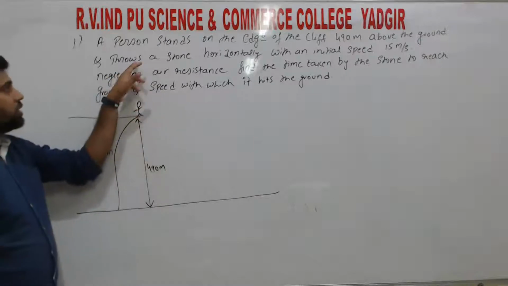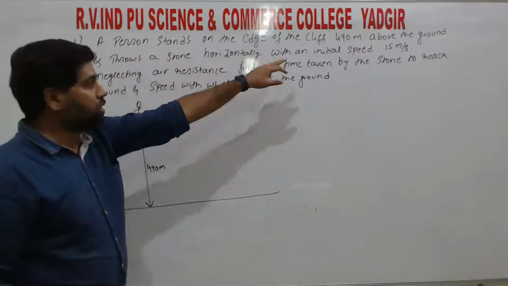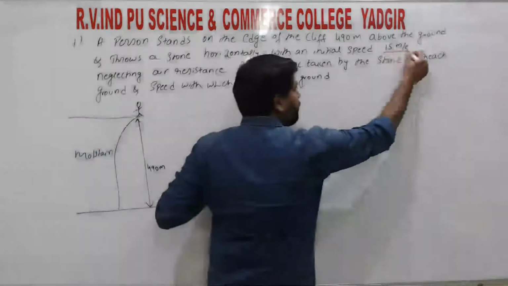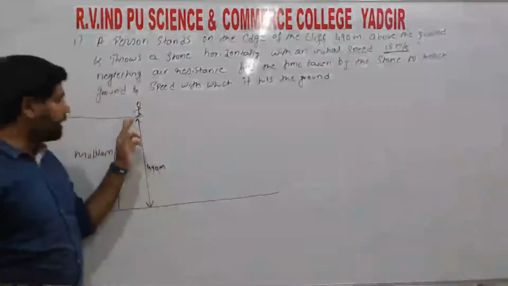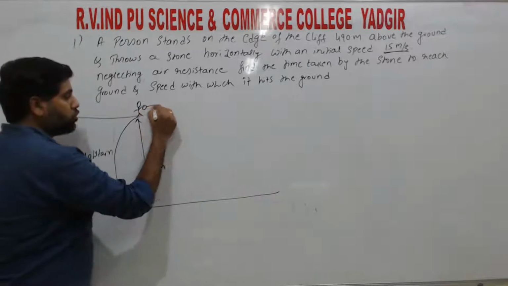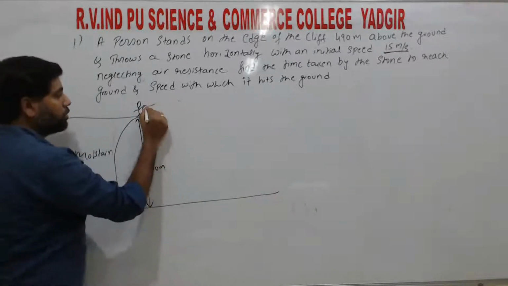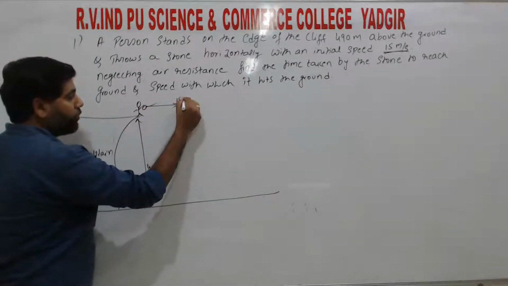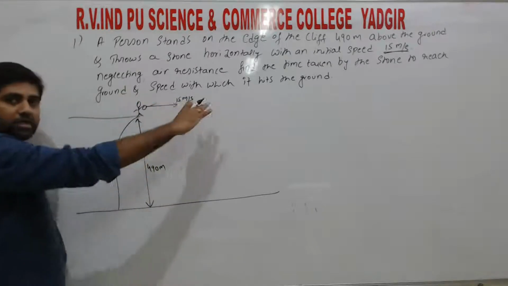Right? So next, throws a stone horizontally with an initial speed of 15 meters per second. So one stone is thrown with a velocity of 15 meters per second, that is horizontal.